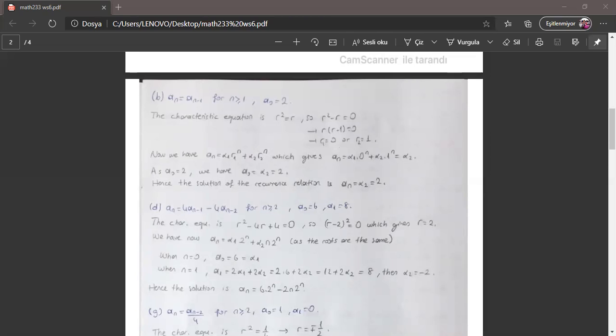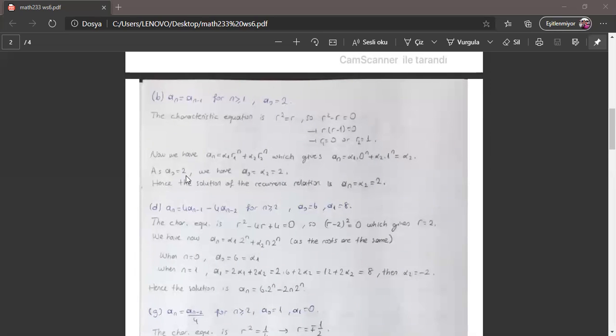So for the general solution, they are different roots, so we write it like this. Here alpha 1 and alpha 2 are some constants. For r1 we have 0, so we ignore it, because we have multiplication and get 0 there. And for r2 we have 1, so we get alpha 2. So a sub n is equal to alpha 2. It means it is a constant sequence. You can see it like that.